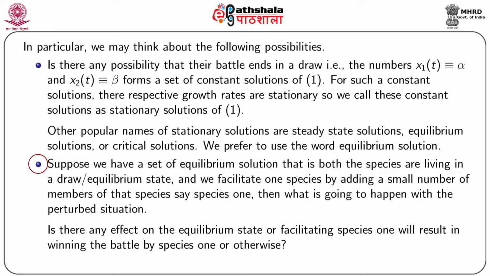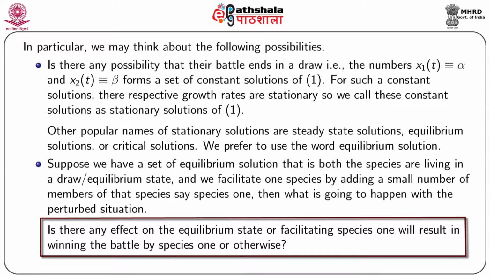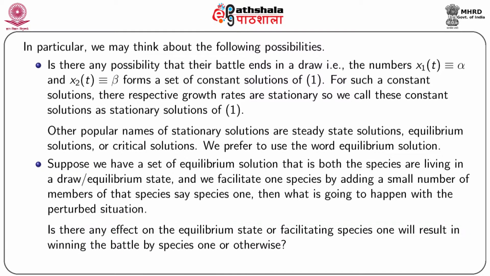Suppose we have an equilibrium solution, that is, both the species are living in an equilibrium state, and we facilitate one species by adding a small number of members of, say, species 1. What is going to happen in this perturbed situation? Is there any effect on the equilibrium state or the facilitated species? One may result in winning the competition by species 1 or otherwise. So what we will be looking at is not the exact solution of x1 and x2, but what kind of behavior both the species are showing. It may happen that both the species are coexisting, or it may happen that one species dominates over the other and the other species dies out. We are going to look into this kind of qualitative behavior in this module.